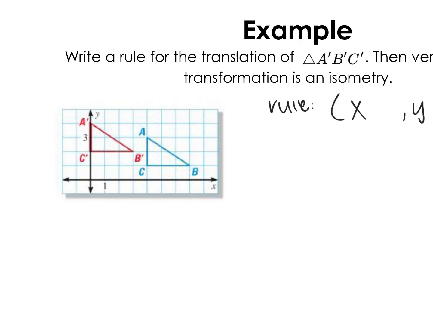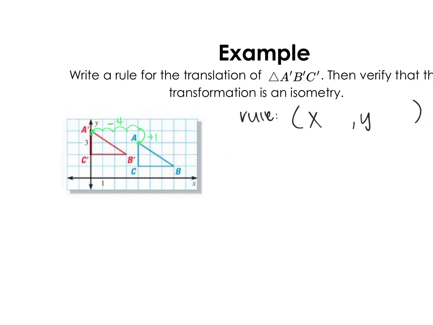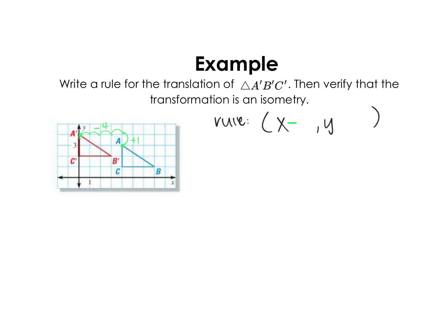Now I'm just going to look at the points. Looking at these ones, it looks like we are going from A to A prime. We're going up 1, and we're going 1, 2, 3, 4 to the left, or -4. So our rule would be x's -4 and the y's +1.